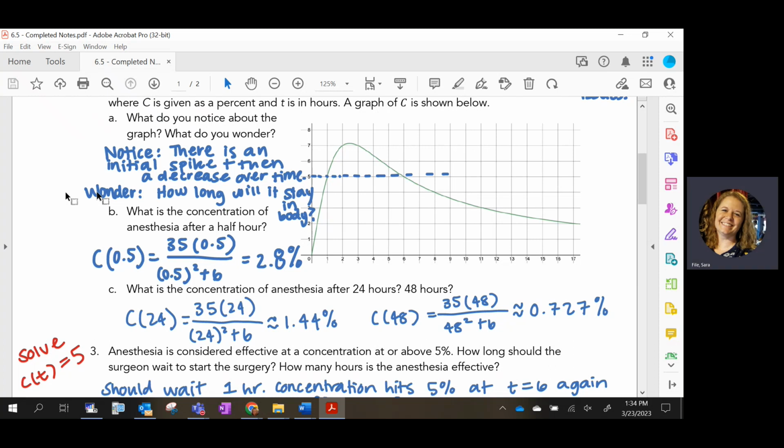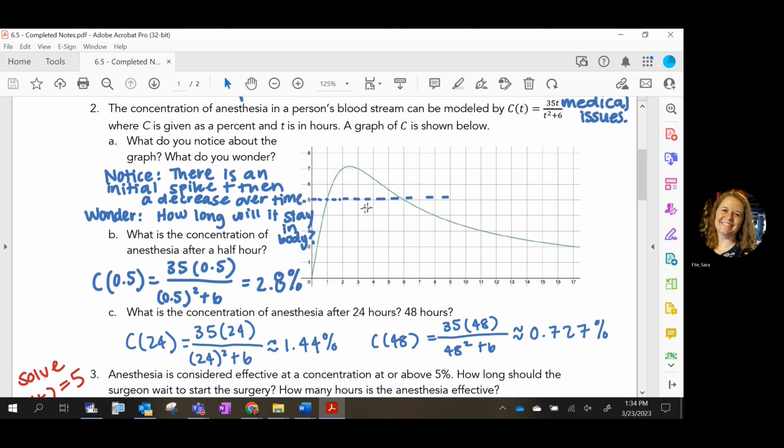B asks, what's the concentration of anesthesia after an hour? It says that time is in hours, so we look at 1 hour, and that looks to be at 5. Okay, and it told us the Y value would have been, yeah, so we can look at it here. It's the concentration of anesthesia after half an hour. So we plug in the 5.